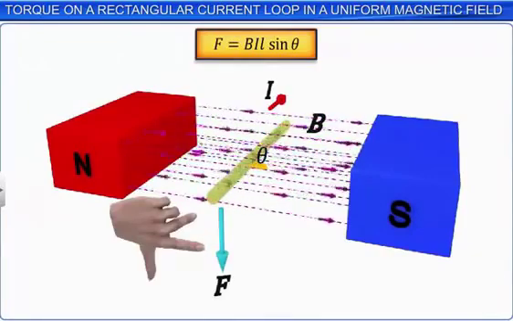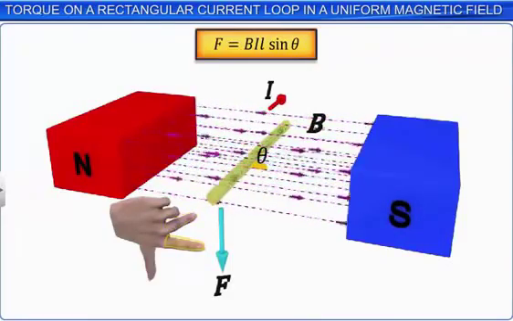According to the rule, when we stretch the thumb, the index finger and the middle finger of the left hand in three mutually perpendicular directions, if the middle finger indicates the direction of current in the conductor, the index finger indicates the direction of the uniform external magnetic field. Then the thumb indicates the direction of the force on the conductor.